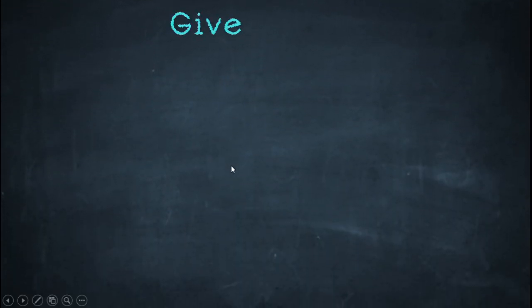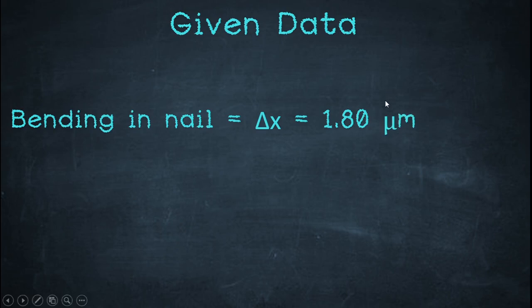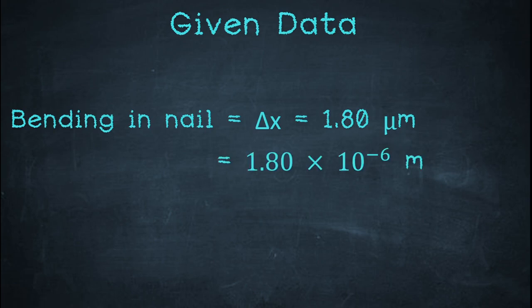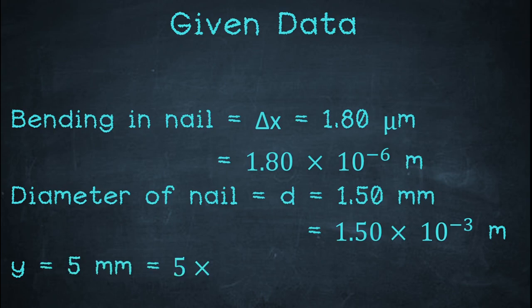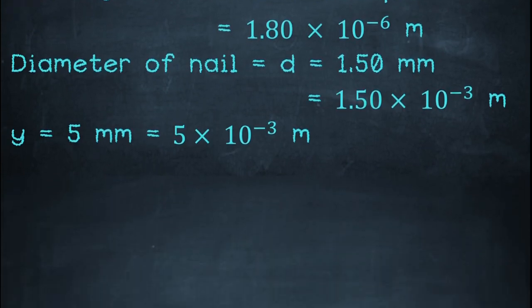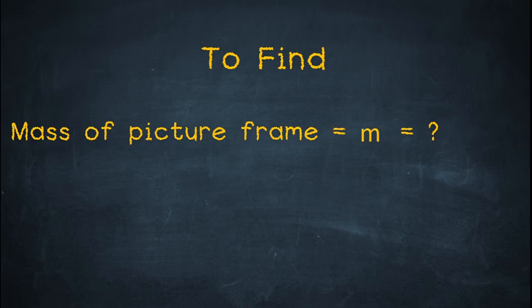So according to the given data, the bending in the nail is 1.80 micrometer. The unit is micrometer, so firstly we will convert it into meters. We will get 1.80 into 10 raised power minus 6 meter. The diameter of the nail is 1.50 millimeter, which can again be converted into meters by substituting the value of milli, that is 10 raised power minus 3. The value of y is 5 millimeter, that is 5 into 10 raised power minus 3 meters. And we have to find the mass of the picture frame, that is m.